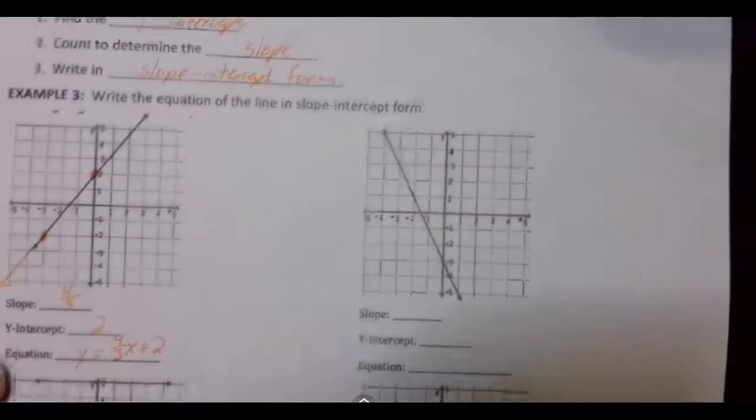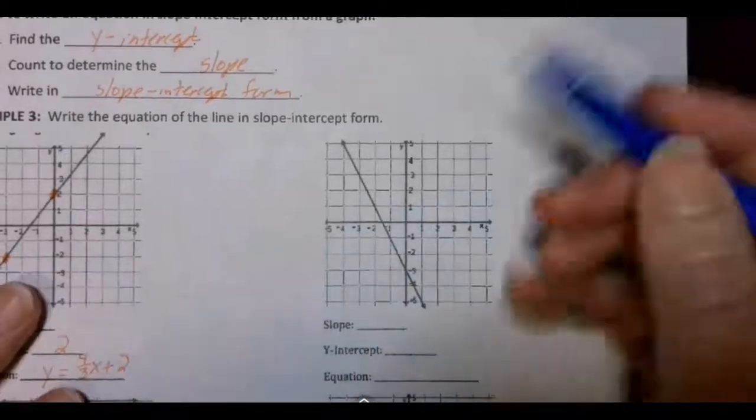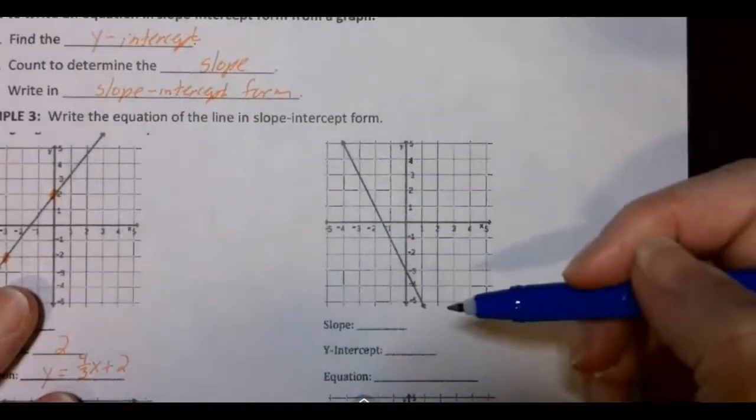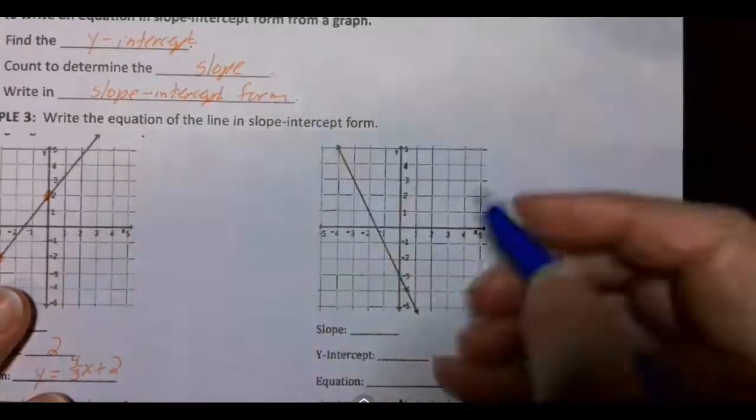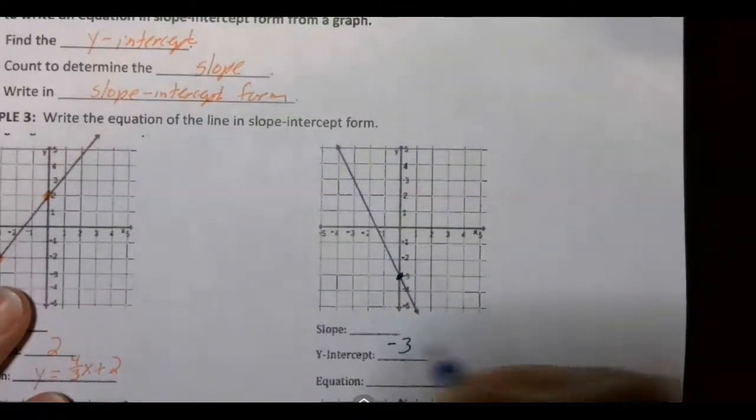Okay, good. If you want to try this next one, that would be awesome. Pause yours. So if you wanted to try it on your own, hopefully you paused yours and you wrote all the information in. So I'm going to walk through how we did it. First, I'm going to find the y-intercept. There it is. Y-intercept is -3.